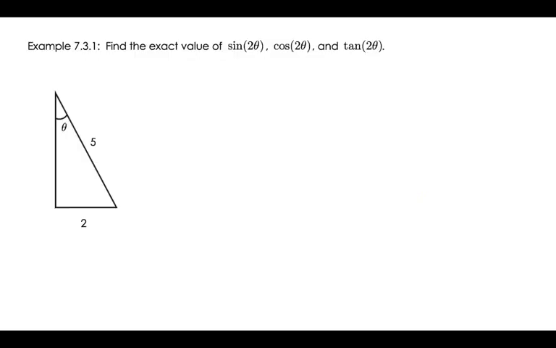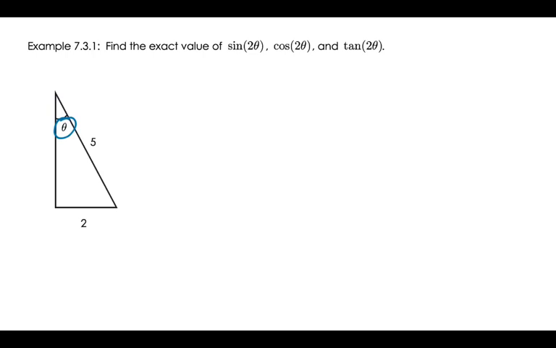All right, so our first example asks us to find the exact value of sine 2 theta, cosine 2 theta, and tangent 2 theta. They give us theta in the triangle. So we're actually looking for the sine, cosine, and tangent of the angle that is twice as big as that. We don't have a triangle for the angle that is twice as big, and we don't know what the side lengths would be, but we're going to be able to do this with our identities for sine 2 theta and cosine 2 theta.